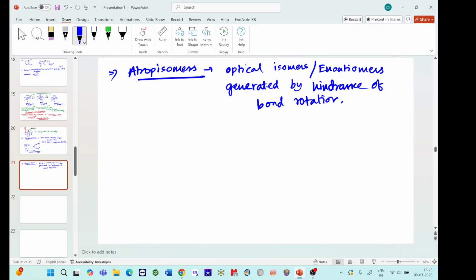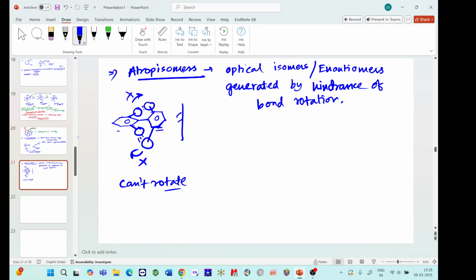Suppose you have this kind of group. This is a phenyl ring. This is also a phenyl ring, but this is in the plane of the paper. This is vertical to the plane of paper. You have a big group here, and here also you have a big group. Here I have a big group. So then they cannot rotate. What happens? Even if you have this single bond, still they cannot rotate because of these big groups. There is steric hindrance.